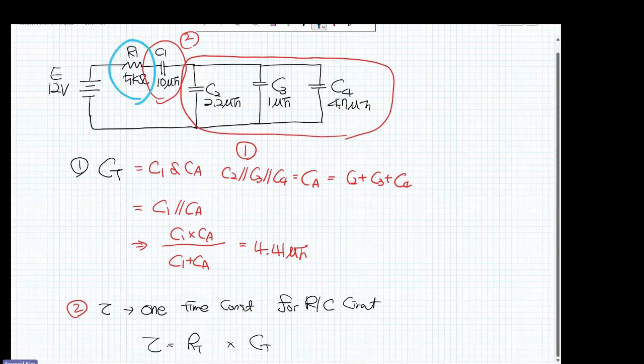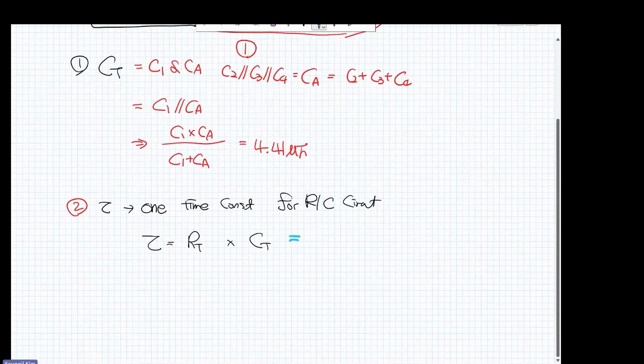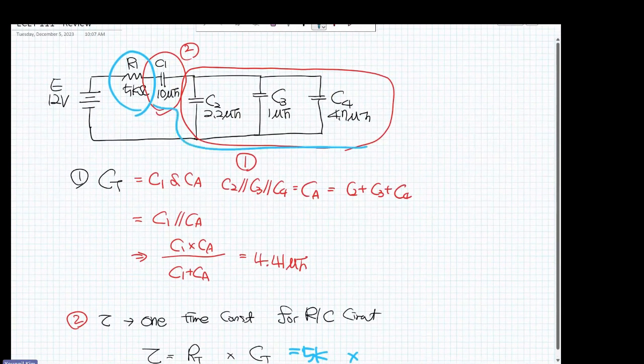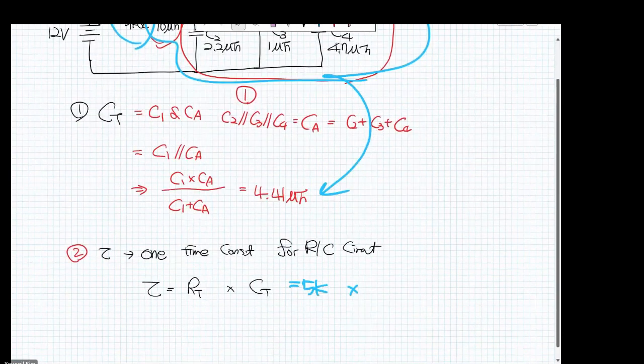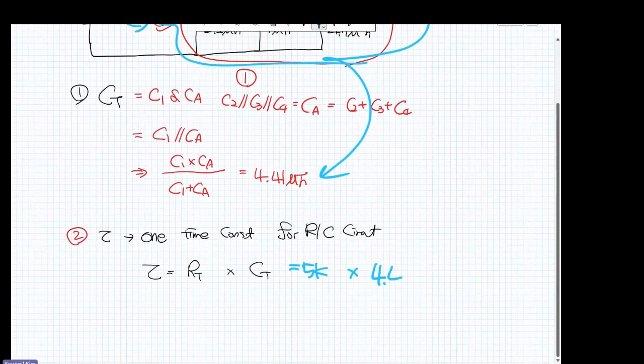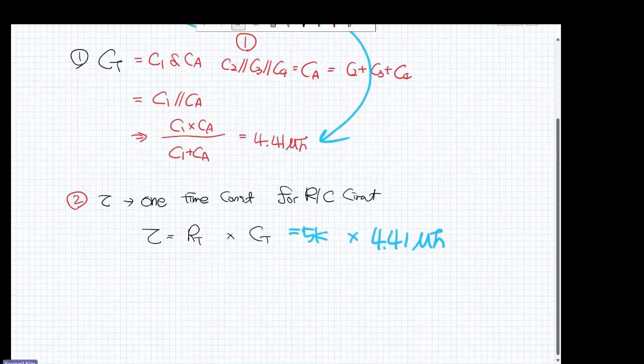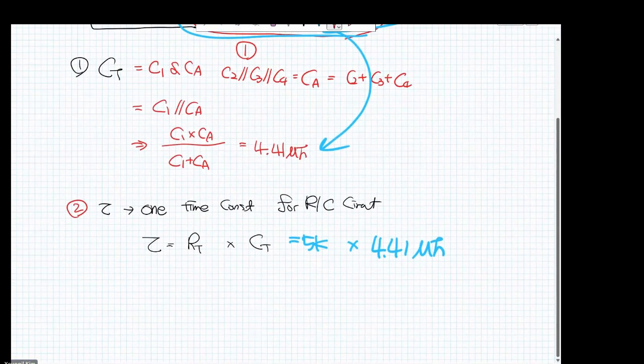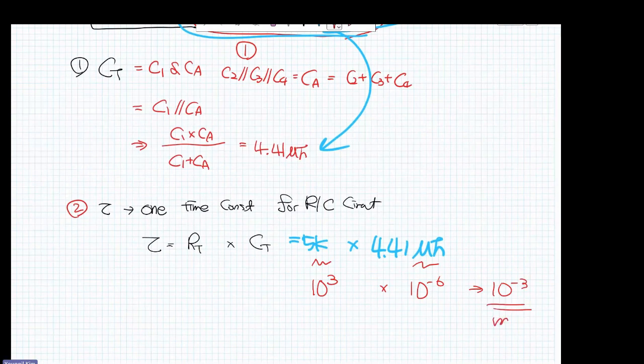So R total: go back to the circuit. We have only one resistor. This is the 5K, multiplied by C total right there, 4.41 microfarad. So kilo is 10 to the 3, micro is 10 to the minus 6. Oh, I'm sorry, this is a 10 to the minus 3. It's what? Milli. So don't be mistaken.